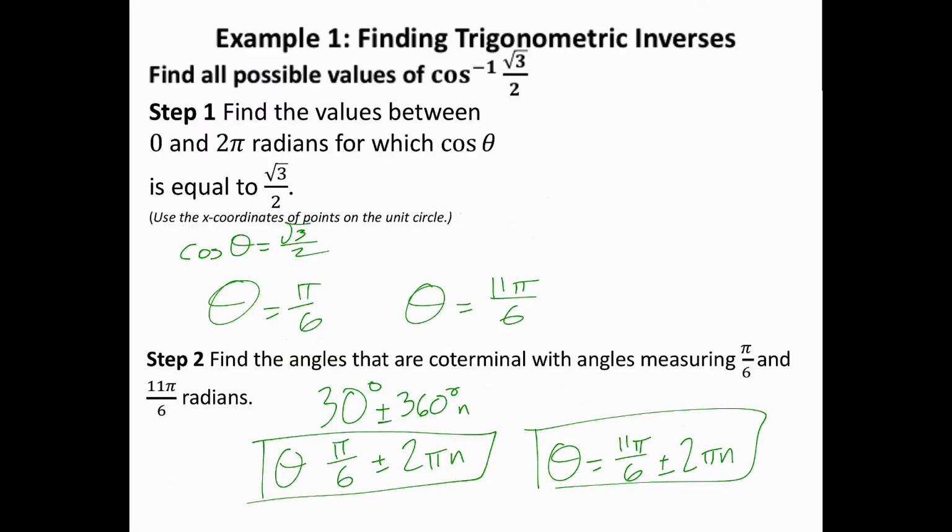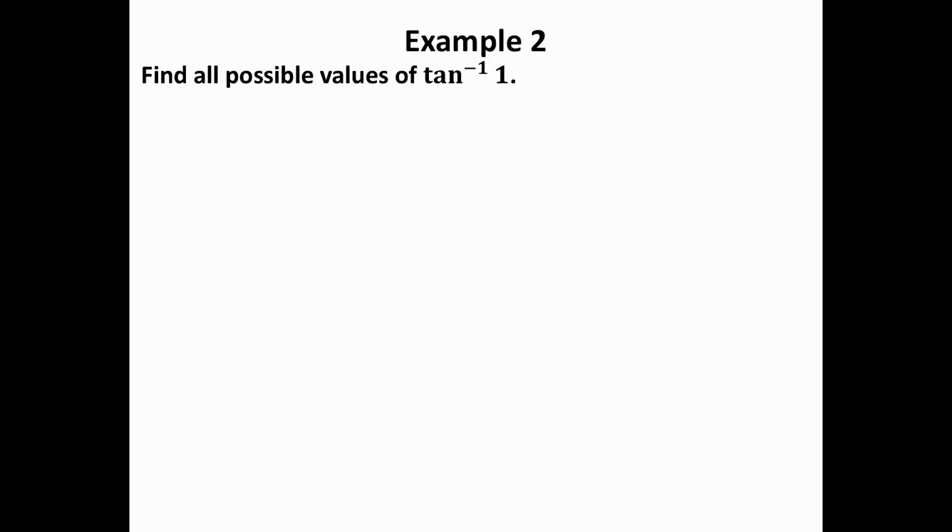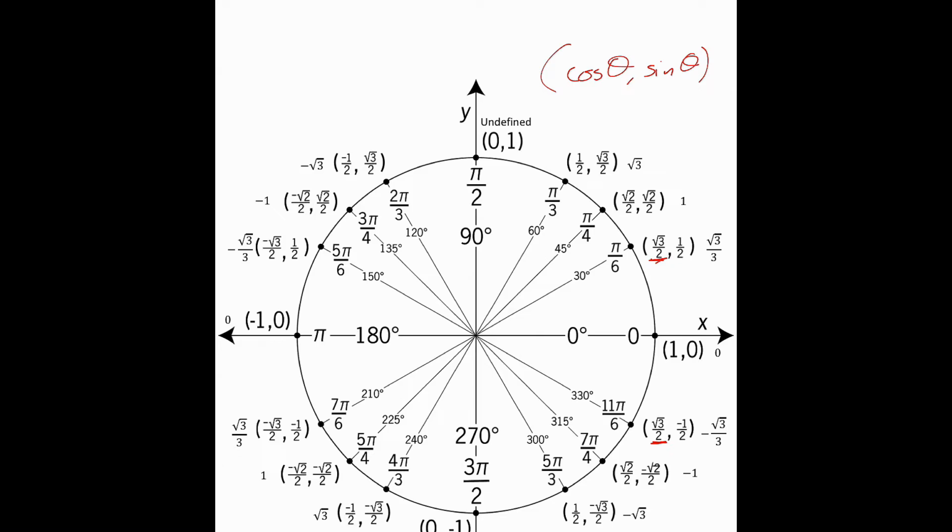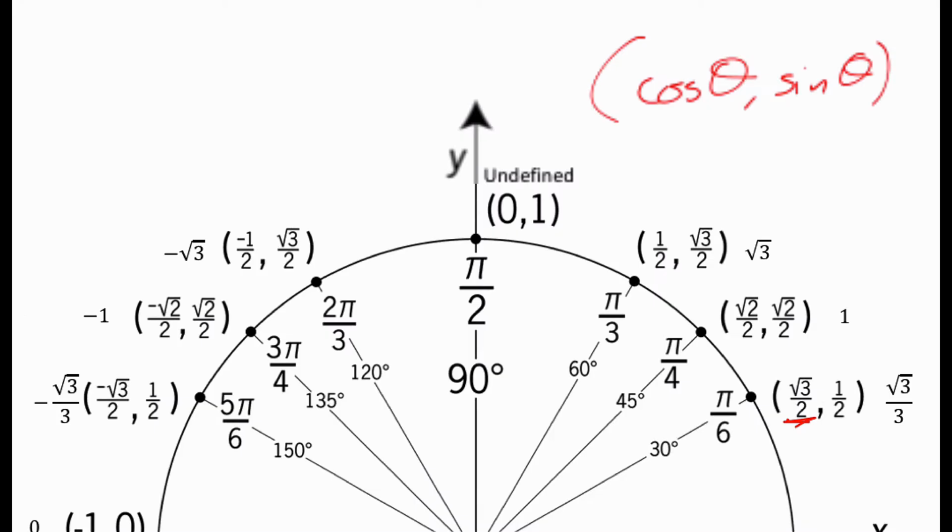Now on the next example, we're going to try this out with tangent. We're asked to find all the possible values of inverse tangent of 1. I'm such a nice guy, I gave you all the tangents. The tangents are the numbers on the outside here. Now, if you don't have the tangents given to you, remember tangent on the unit circle, there are a couple different ways you can think about it. It's the sine over the cosine, or in other words, y over x.